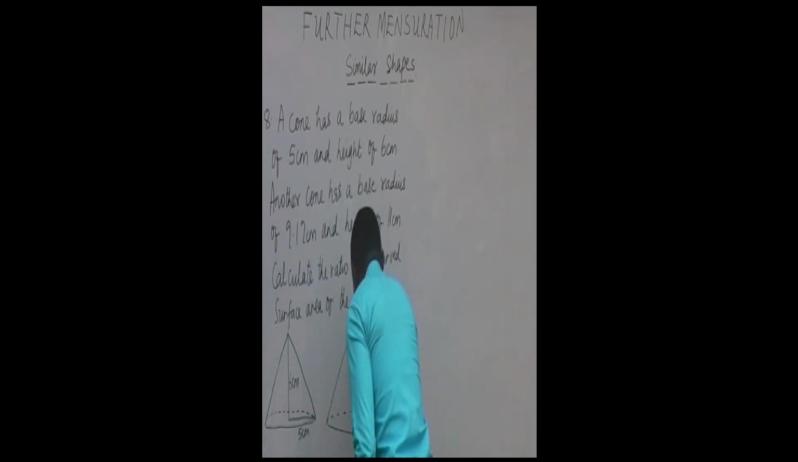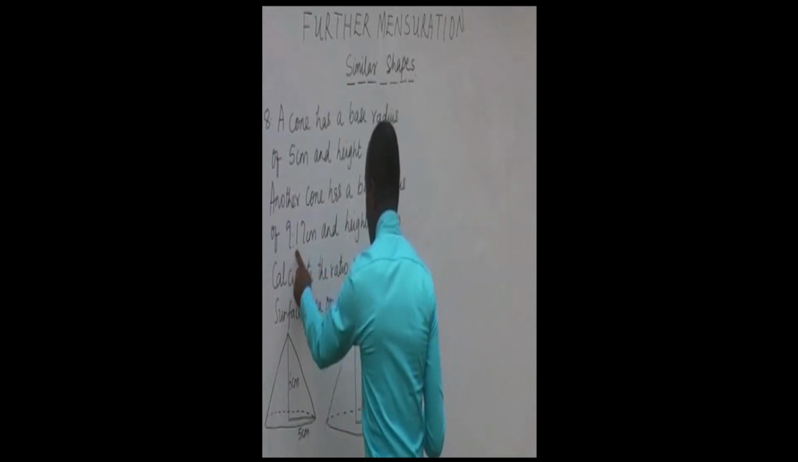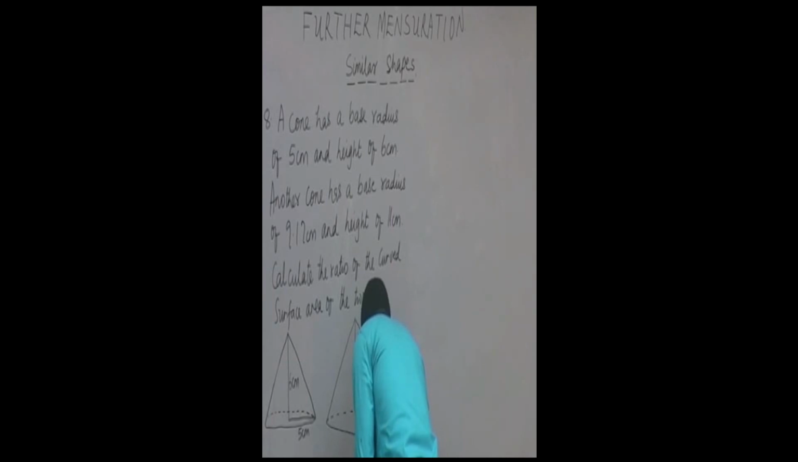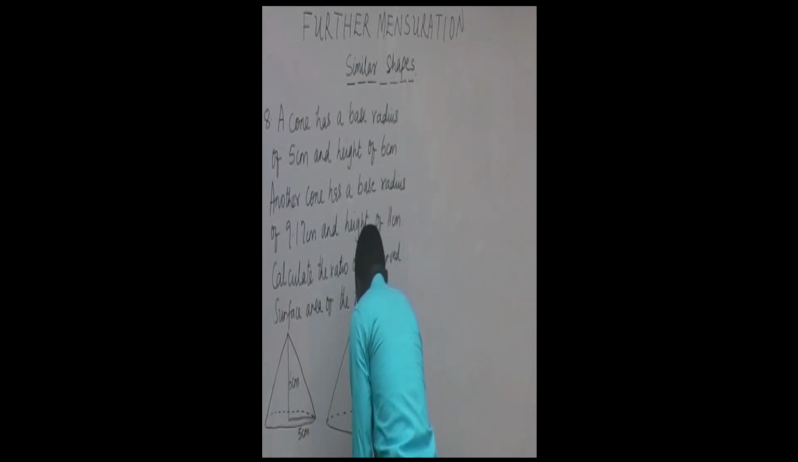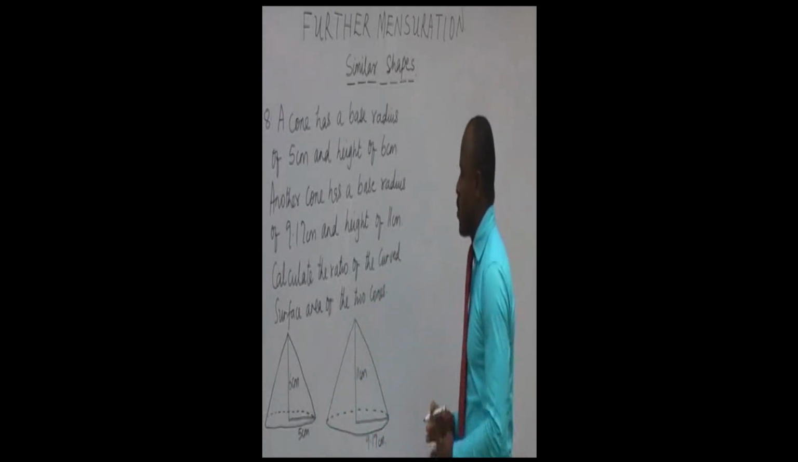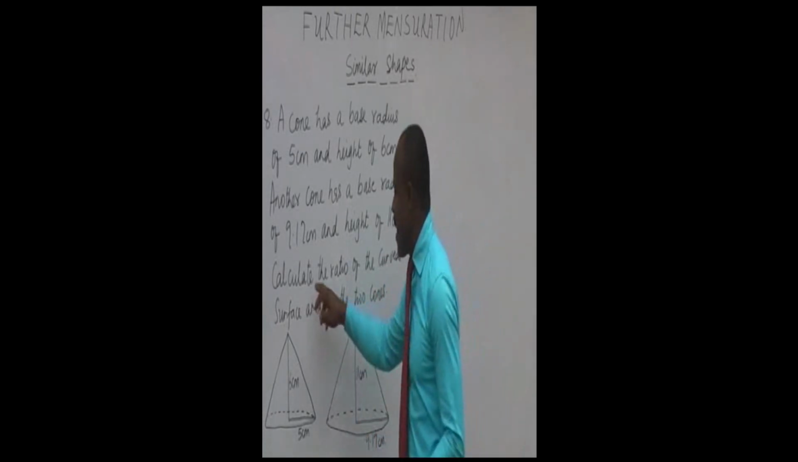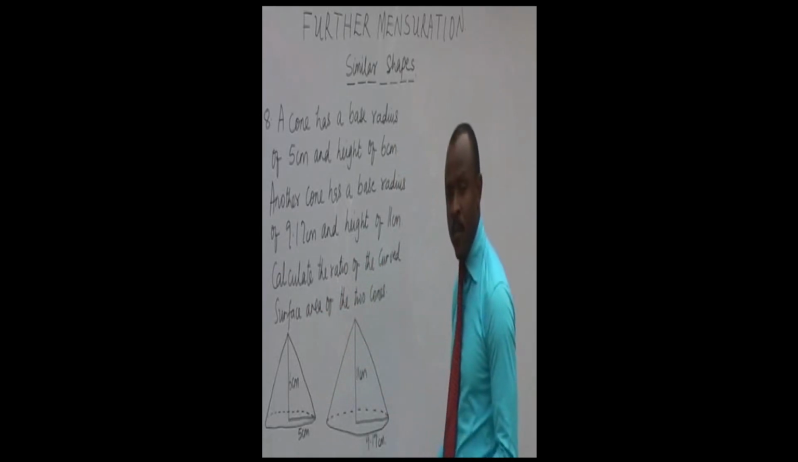The second one is a little bit bigger than the first one. They said its radius is 9.17. So here is 9.17. And the height is 11. All is in cm. So these are the two cones. But the question said that we should calculate the ratio of the curved surface area of the two cones.